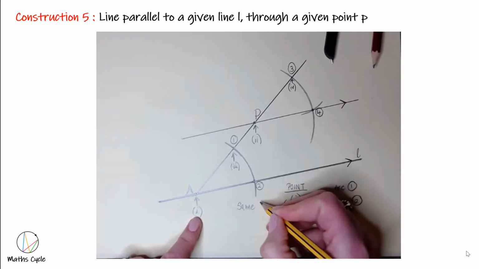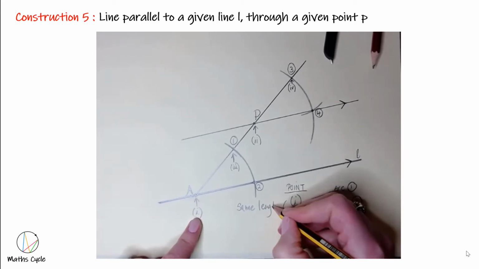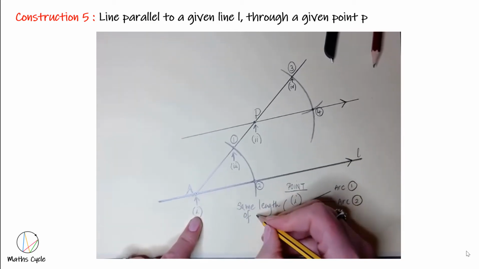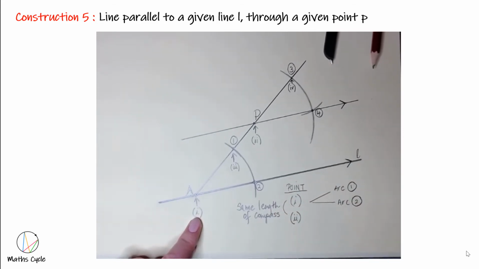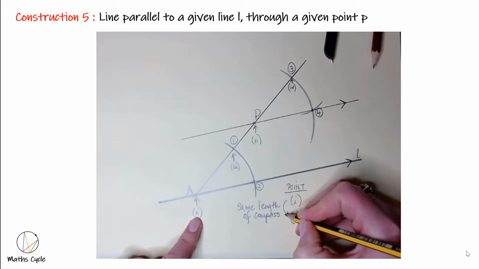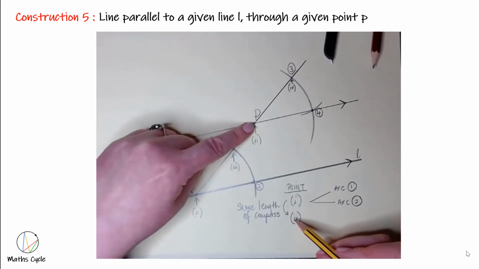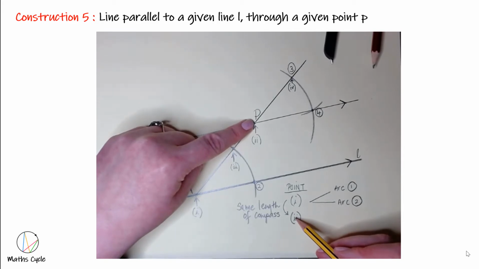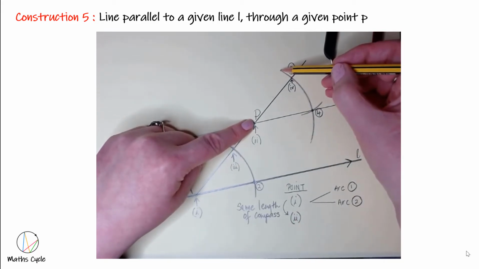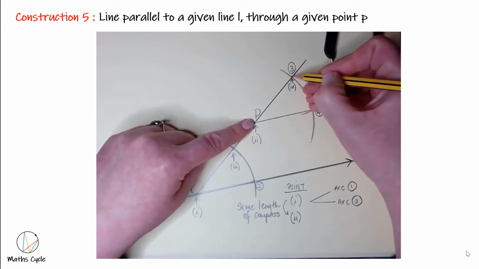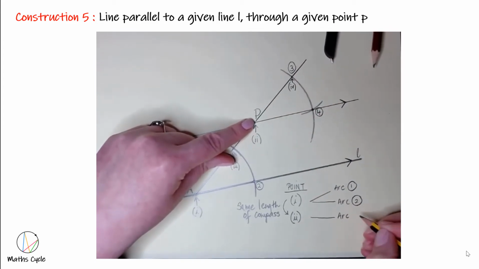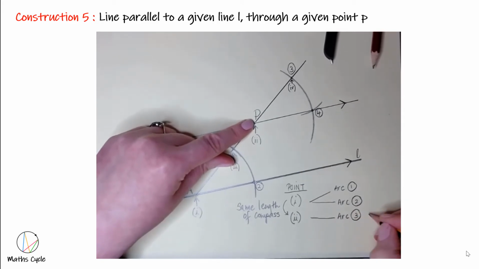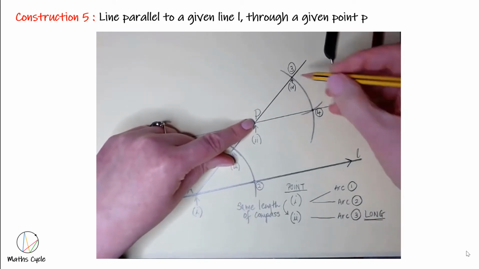Same length of compass, super important. Radius length really, isn't it? Compass makes circles. So from here to here, keep it the same length. So we get up to point P, and with that same length we cut off AP and make this point 3. So we're making the arc at 3, and make it a nice long arc.